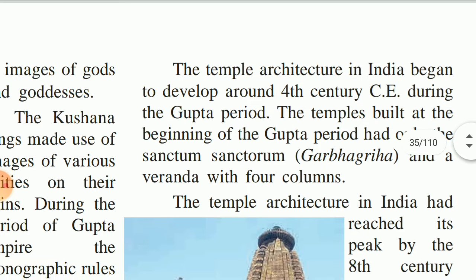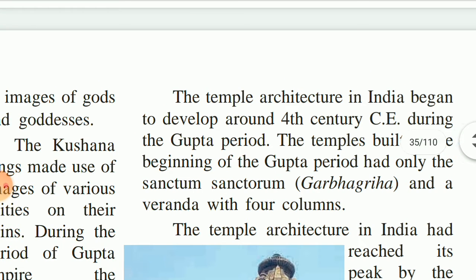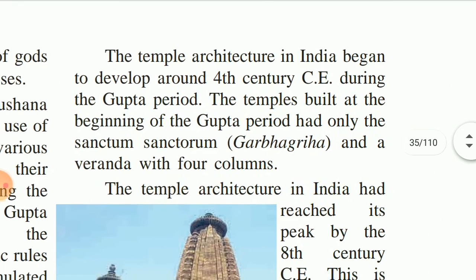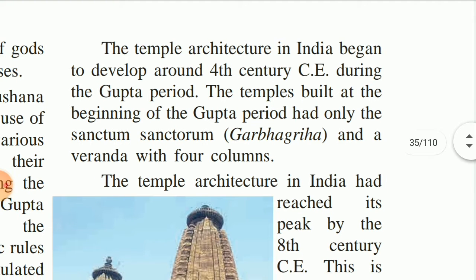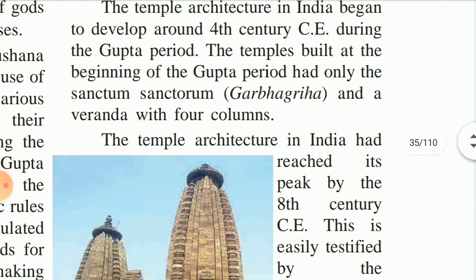So in the beginning there was only the Garbhagriha and a veranda with 4 columns. Outside the temple only 4 columns were there, covered on top, followed by the Garbhagriha, the sanctum sanctorium. In this way, the temples were earlier, during the 4th century. Later on, the temple architecture in India reached its peak by the 8th century Common Era.